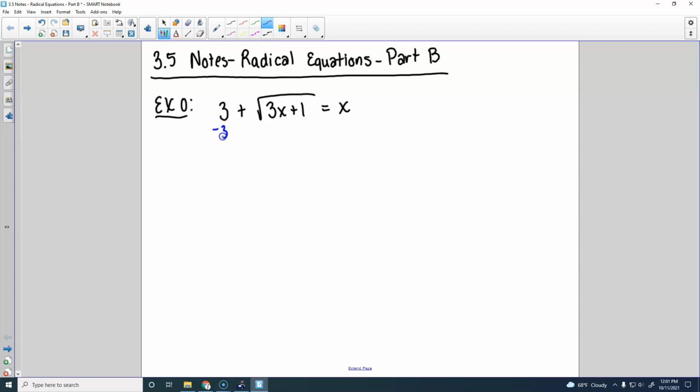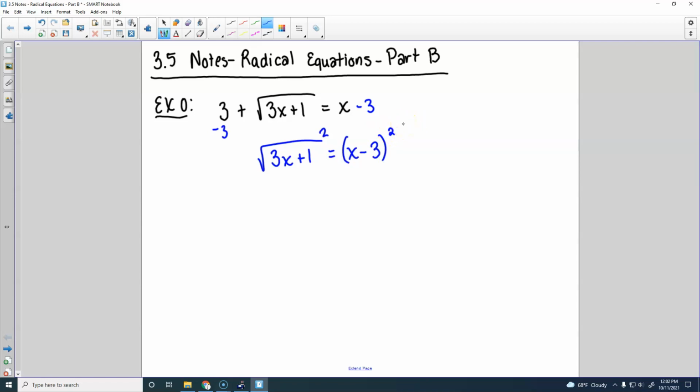Okay, let's move this 3 over here so that that square root is by itself. So we got the square root of 3x plus 1 equals x minus 3. What would you guys do next? Alright, so we're going to square both sides.